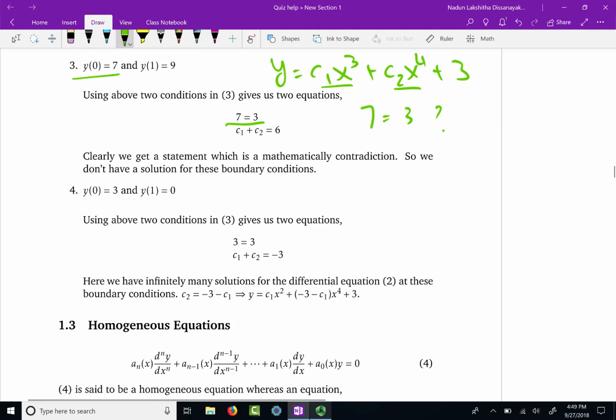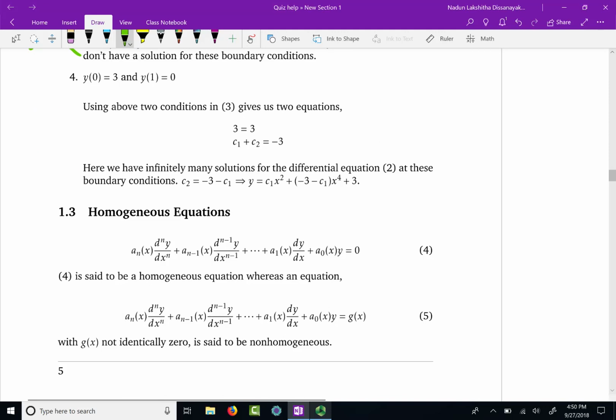So that means these boundary conditions are not good enough, right? So you cannot expect a solution. Again, this is a mathematical contradiction. 7 shouldn't be 3. So again, for these boundary conditions, there's no solution. So those are another inappropriate boundary condition.